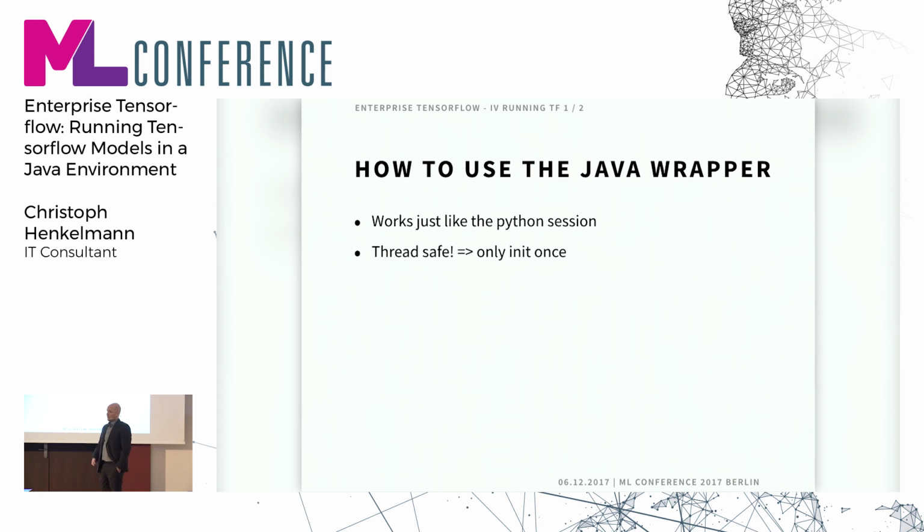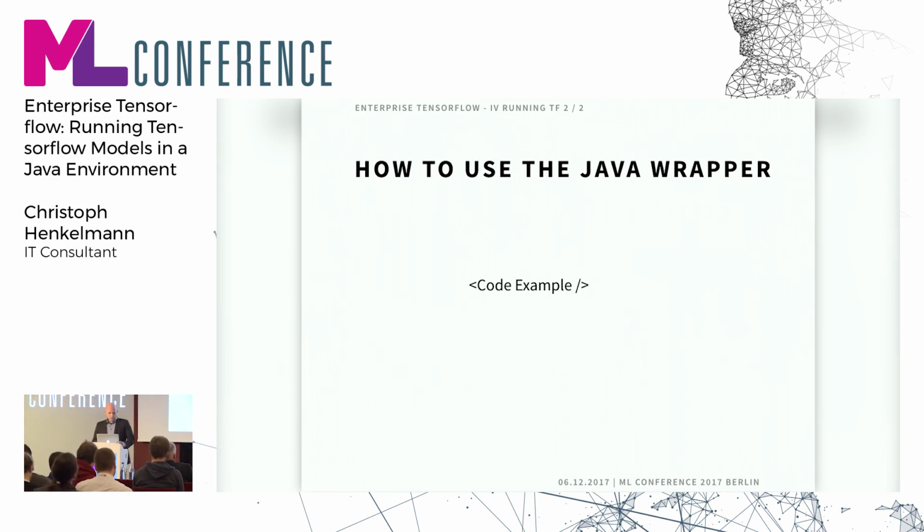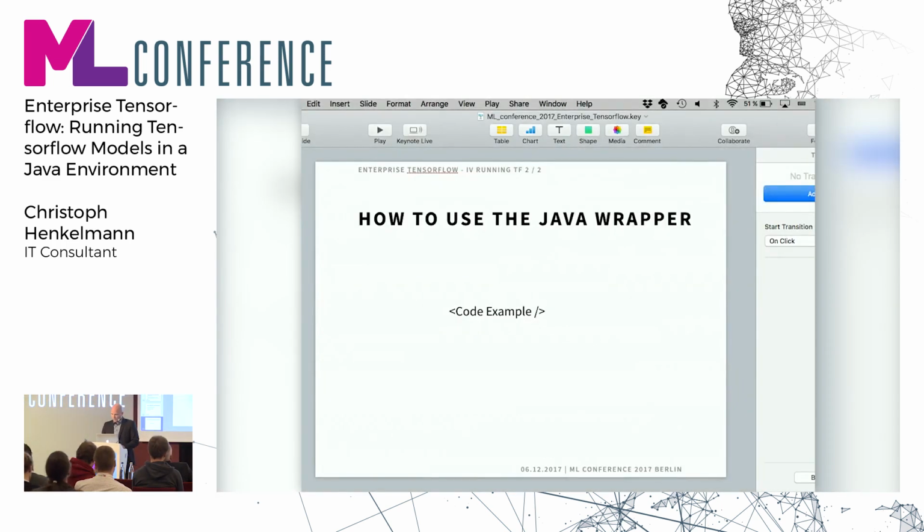Remember, it's thread safe, so if we process multiple requests at once in our server, every request can just create its own session, run it, and you're done. You wrap your values in tensor objects and unwrap the result. So how is this done? Now we switch to the code example. I've prepared it all ahead, so I don't do any live coding.